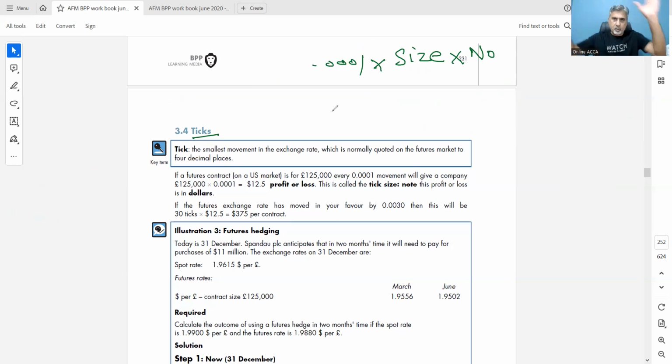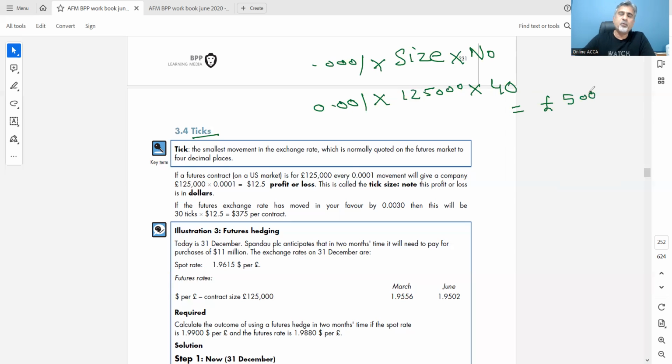to find out your gain or loss overall. So let's suppose my contract size is 125,000, and I have got 40 contracts, and then I multiply it with 0.0001. So how much does it make me? 125,000 times 40 times 0.0001. 500 is the difference. Whether it moved in my favor, my gain is 500. If it moved not in my favor, 500 is my loss.